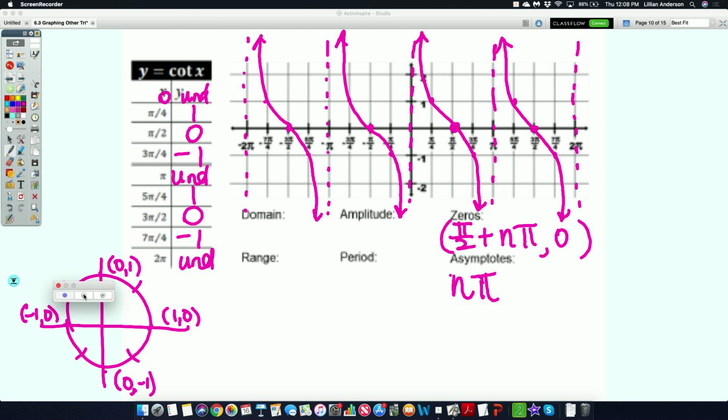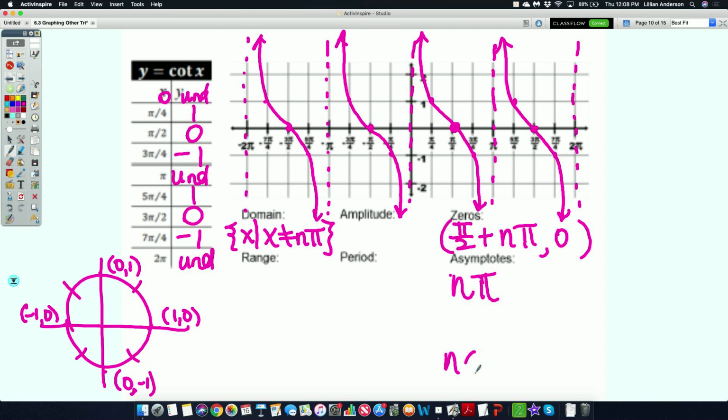What's my domain? Everything but your asymptote. So the set of x values says that x does not equal n pi. Of course, we know n is an integer. Hasn't changed. What's my amplitude? There is none. What's my period? Very good. And what's my range? All real numbers. So very similar to tangent, it just is like shifted over a little bit.